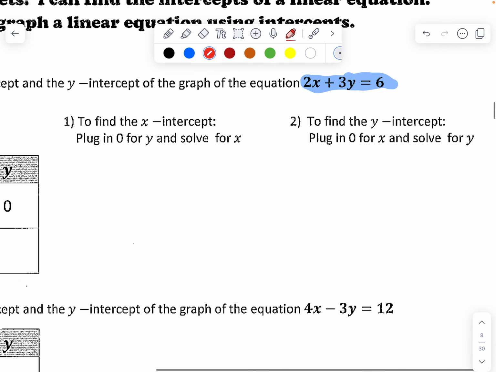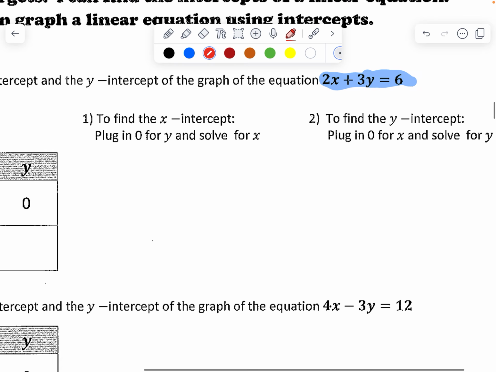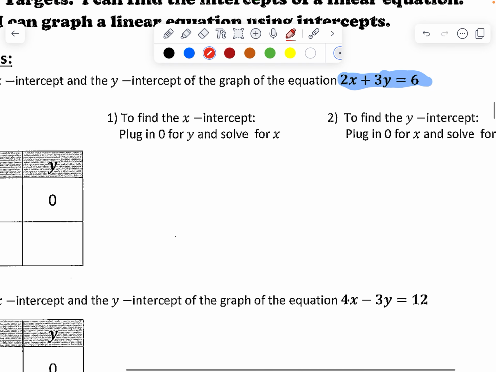So got some instructions here for you. To find the x-intercept, you plug in 0 for y and solve for x. And to find the y-intercept, you plug in 0 for x and solve for y. So it'll be the same thing, just different ways.